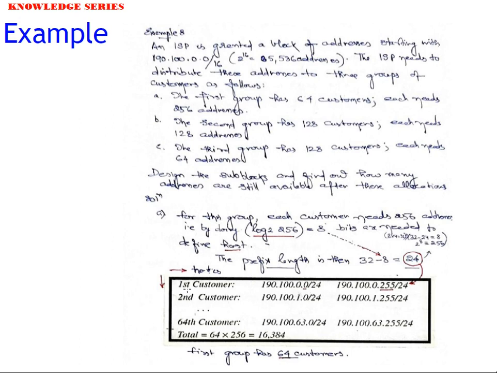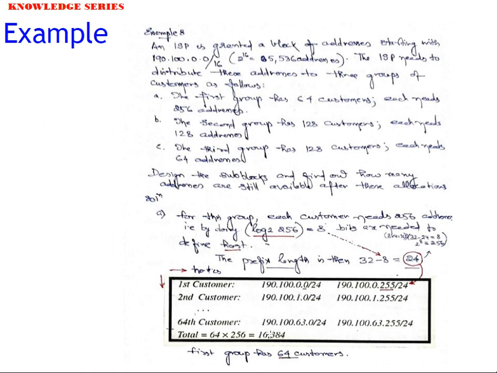255.64. That means you only see this one. You don't worry about these things. So the first customer we will be getting 190.100.0.24 to 255. Now you may think why it is written like this. First group, 64 customers, each needs 256 addresses. That means from 0 it has gone to 255, that is 256, it has gone to the first customer. Like that, 64 customers will be there.